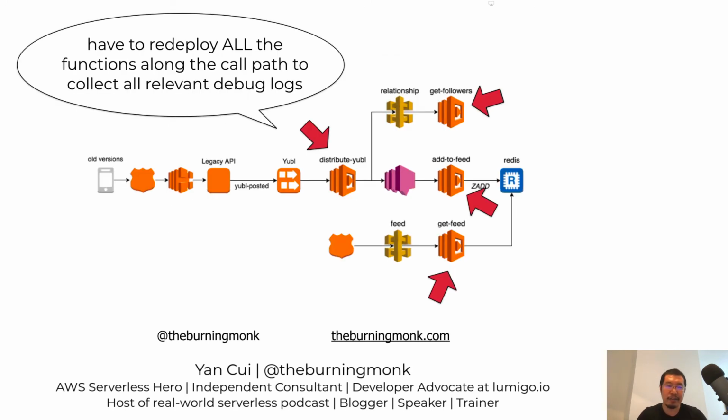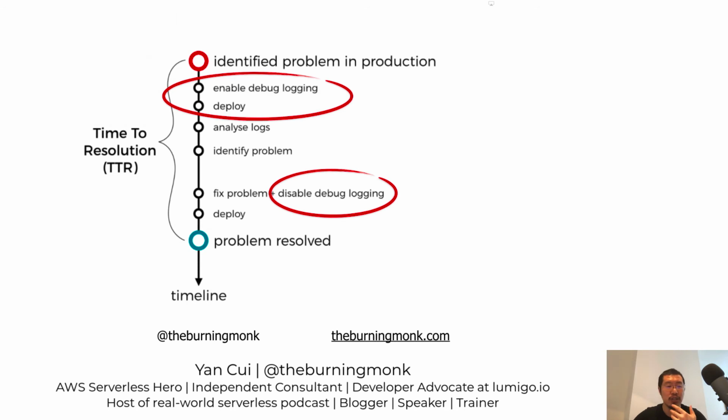And if you've got one function, that's one project you have to redeploy. But in many real world environments, you're going to have lots of different functions that are connected to each other through asynchronous event sources or through API calls. And to get the whole picture, to get debug logs for everything, you have to do the same thing for all these different services, which is just going to be really painful and slow, and it's going to add a lot of time to your time to resolution of any problem that you're currently experiencing in production.